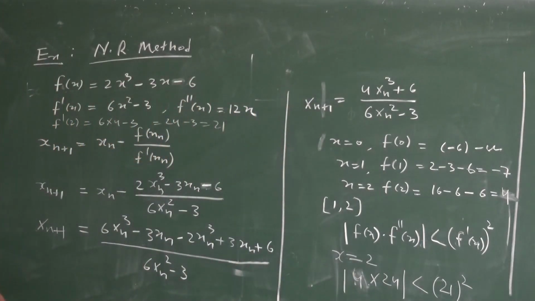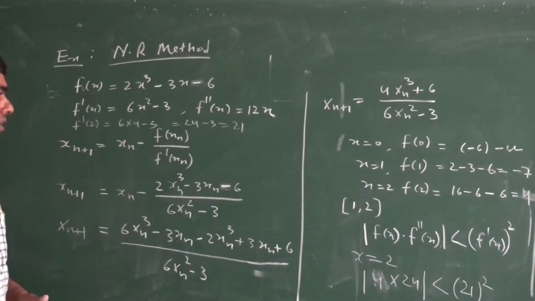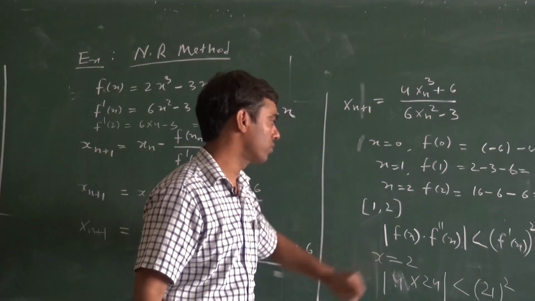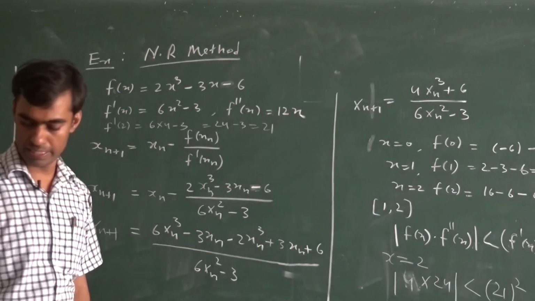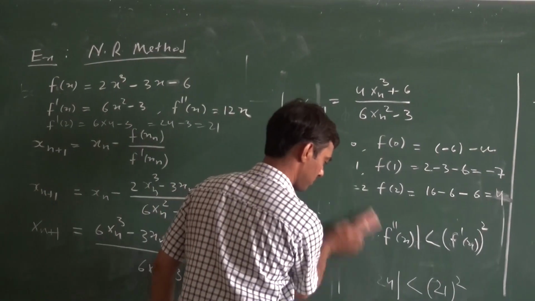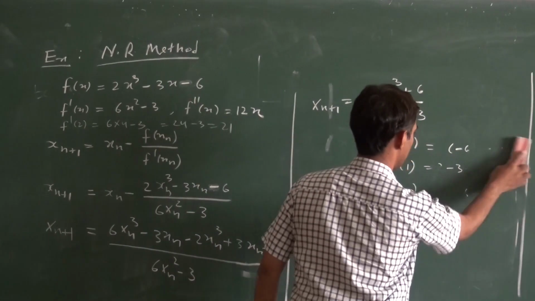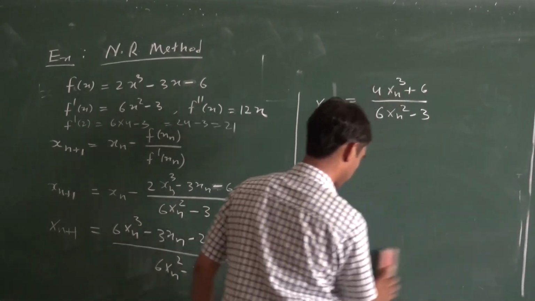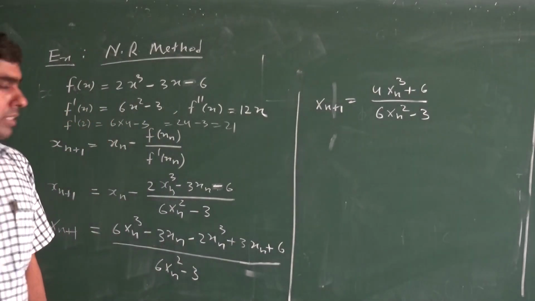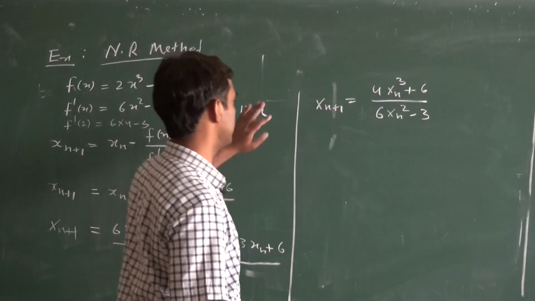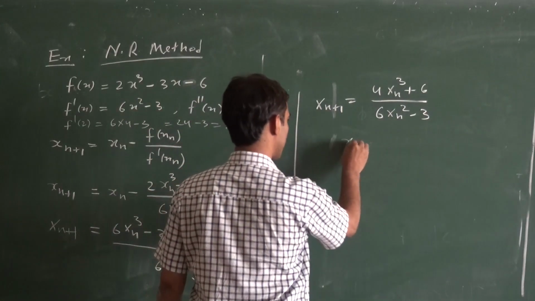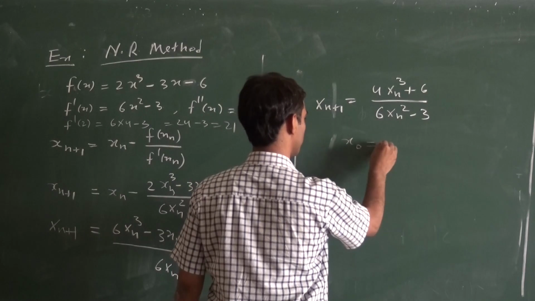So we start our iteration with the initial value x equal to 2 in this iterative scheme. Now we start our iterative scheme, because at x equal to 2, the criteria for convergence is satisfied for this function. So we start from x0 equal to 2.